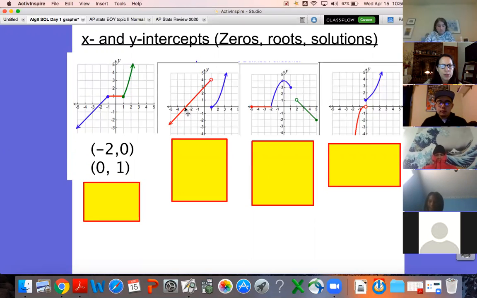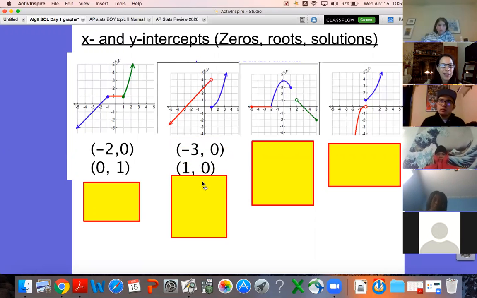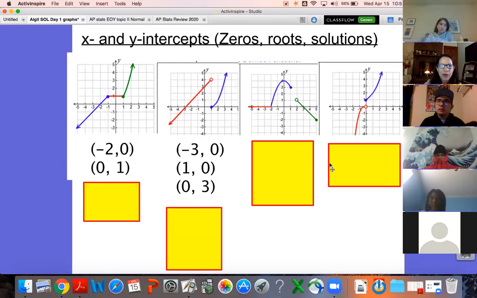So who knows this x-intercept? -3, 0. Good, and then what's the other x-intercept? 1, 0. Yeah. And then how about the y-intercept? 0, 3. Okay, good.